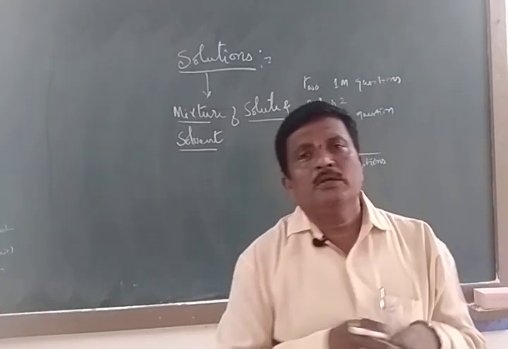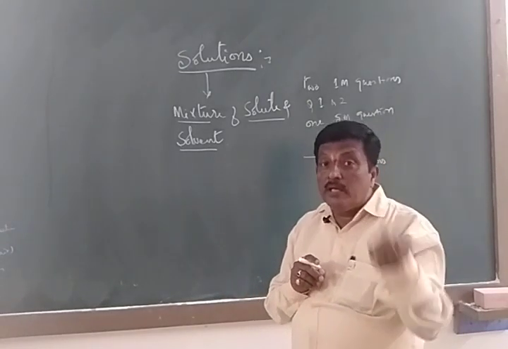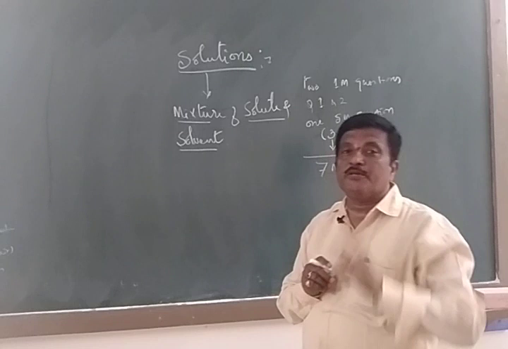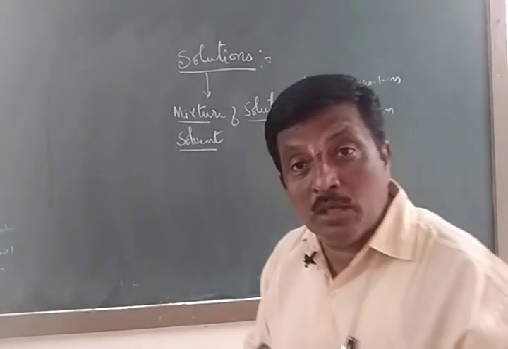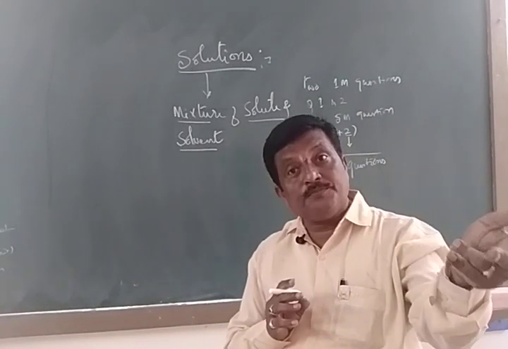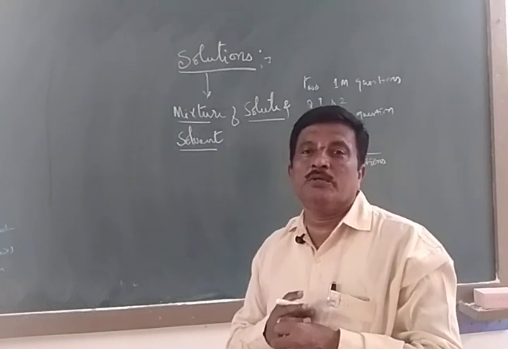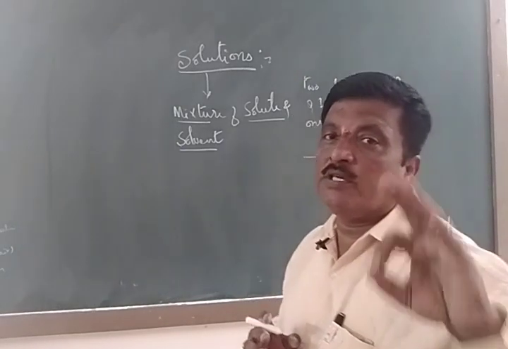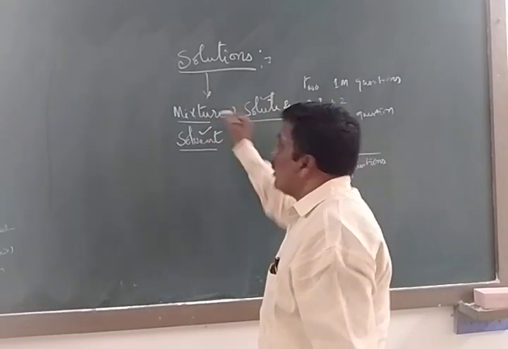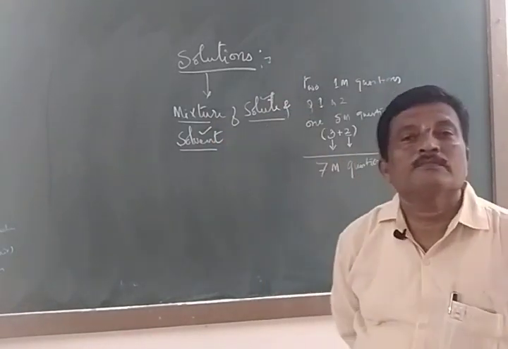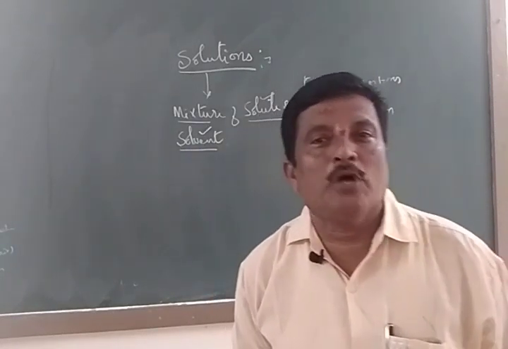So what you can say, solute is the one which dissolves in solvent to form the solution. Then solvent is the one which dissolves solute to form the solution. Hence you can conclude a binary solution is a homogeneous mixture of solute and solvent. I hope you got an idea about solute and solvent.